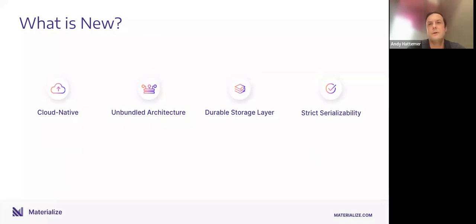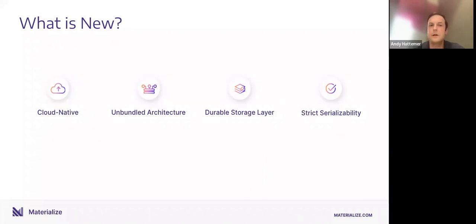In terms of what's new, 4 big things stand out. Materialize is cloud native now. So we only deliver the distributed architecture as a cloud product, similar to something like Snowflake, where you create a Materialize account, the resources are managed by Materialize, et cetera. This was a big decision we made in order to focus on providing the best possible experience for this new unbundled architecture, which is the big one.